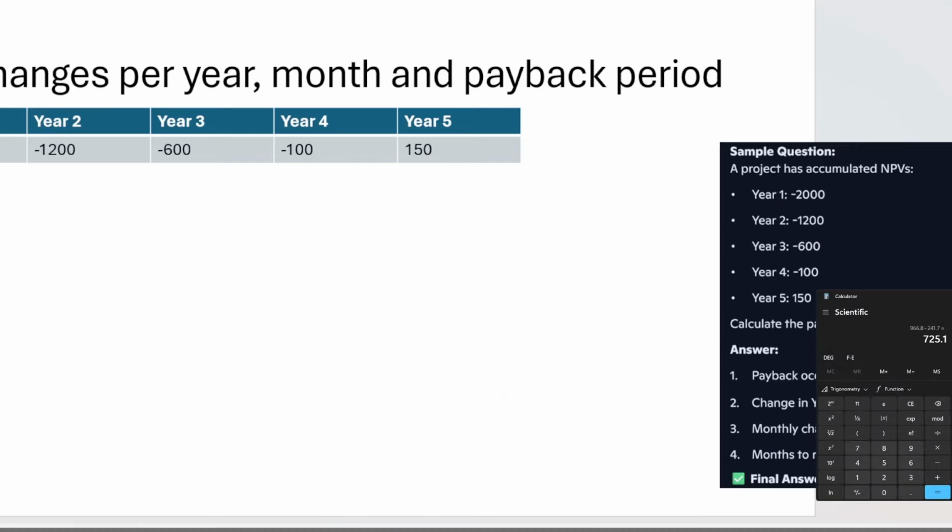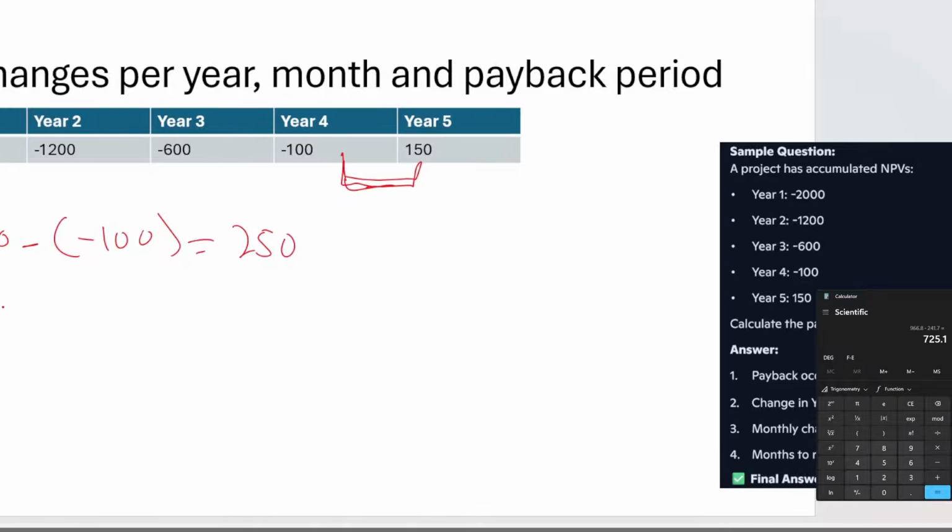Okay, now let's calculate changes per year, month, and payback period. This is very similar to the one we did for the earlier example, which was for BISP and project ABCD. Calculations have been done here already, but I'll just walk you through it so we can be very quick. Okay, so what we do is we look at the year it turns positive, which is year 5, and the value before it. This is where it's happening. We take the positive number, year 5, 150 minus 100. This will give us 250.